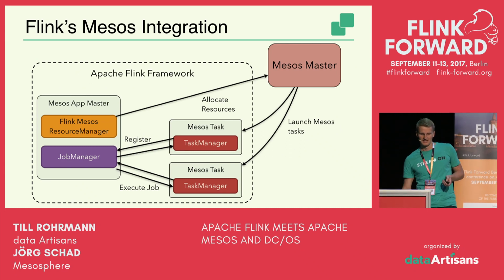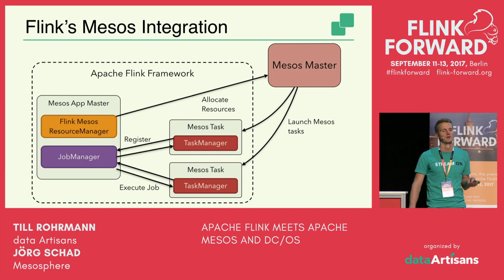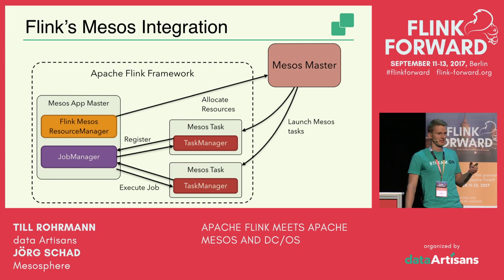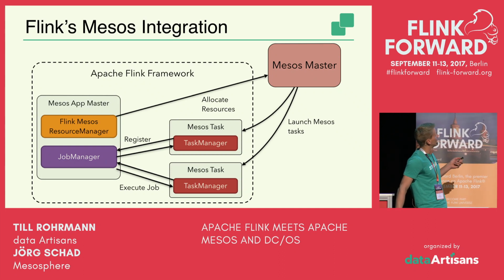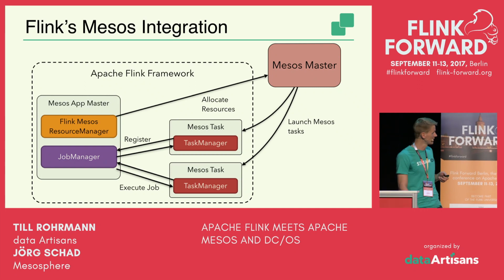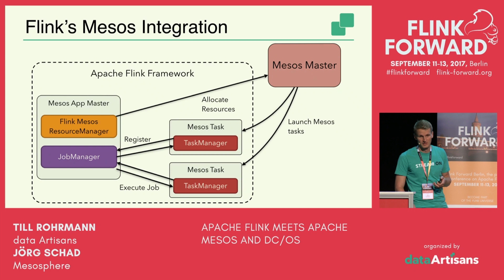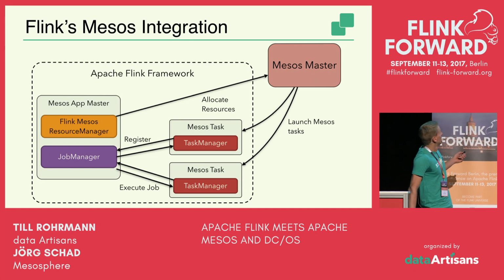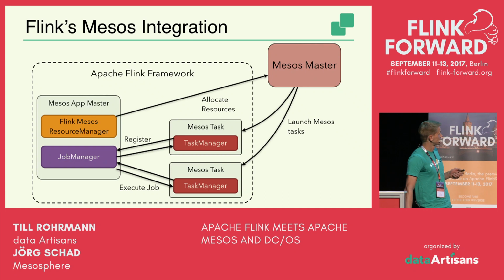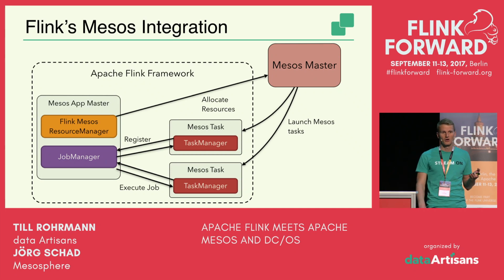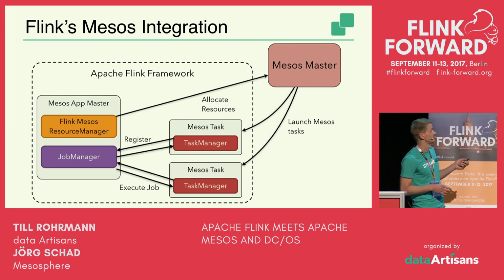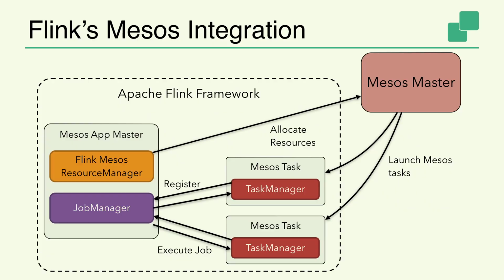Okay. Now let's take a look at how Apache Flink integrates with Mesos. So in the Mesos world, applications or things running on Mesos are called frameworks. So that's why we call it the Apache Flink framework. The Apache Flink framework consists of the Mesos App Master, which runs the Flink Mesos Resource Manager and the Job Manager. The Flink Resource Manager is responsible for talking to the Mesos master. And its task is to allocate new resources, which means starting new Mesos tasks, which run the task managers.